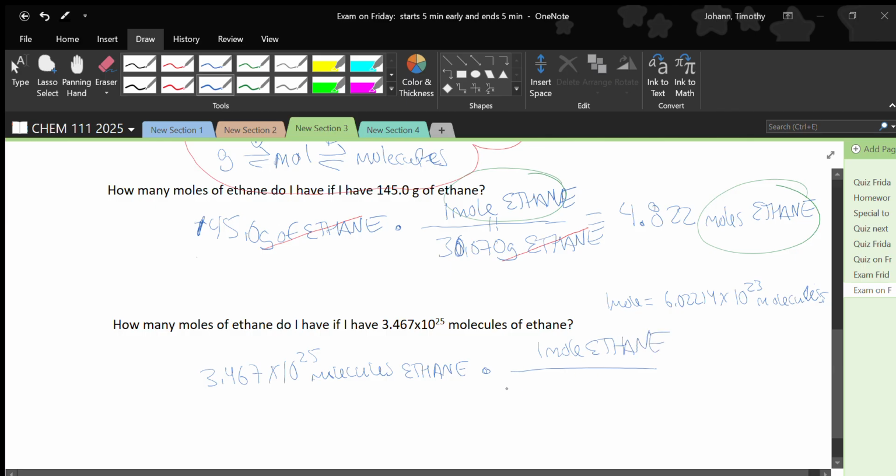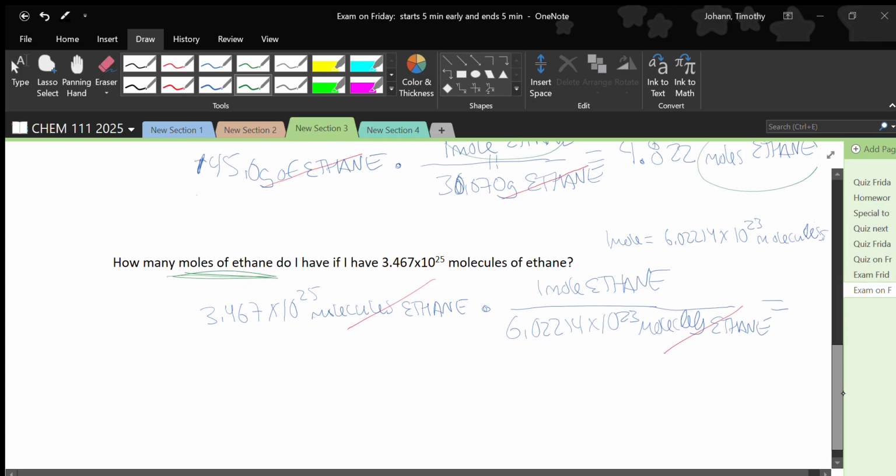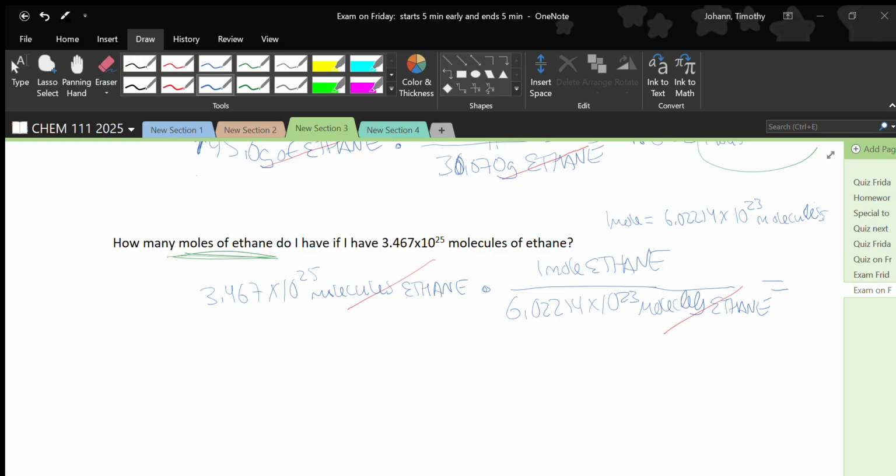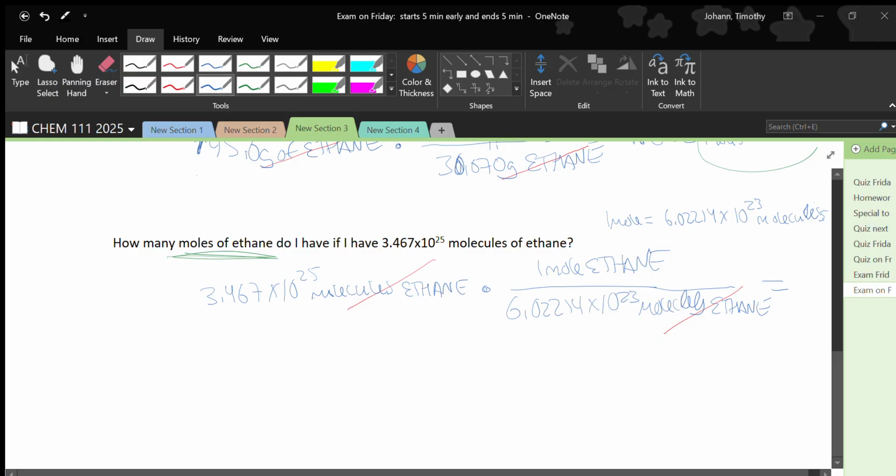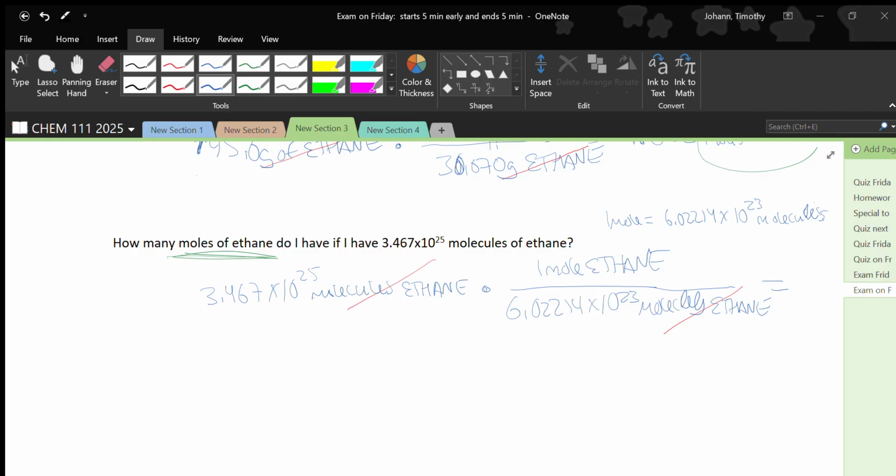and on the bottom, we're going to put 6.02214 times 10 to the 23rd molecules of ethane. And then molecules are on the top, molecules on the bottom. I'm left with moles of ethane. My problem asked for moles of ethane, so that's great. That's what I wanted. There's actually a lot of moles of ethane. It's going to be like 50, something close to 50.